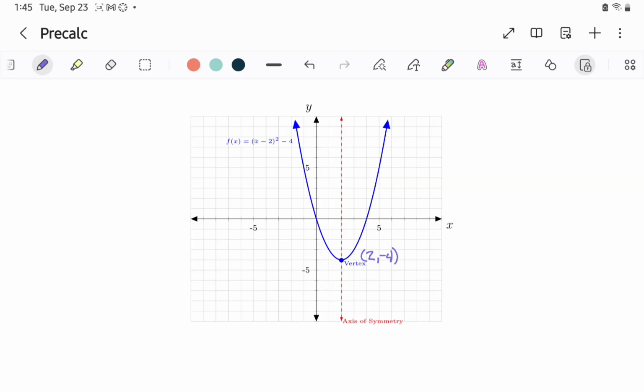And as we can see, here a would be 1, so that's a positive number, so greater than 0. So we have an upwards facing parabola. And so the vertex is the lowest point. And so we can see that the range would be negative 4 to infinity.